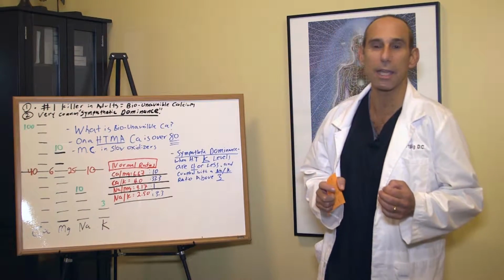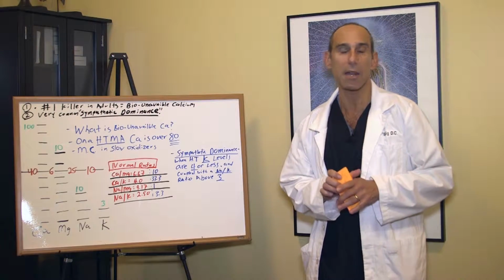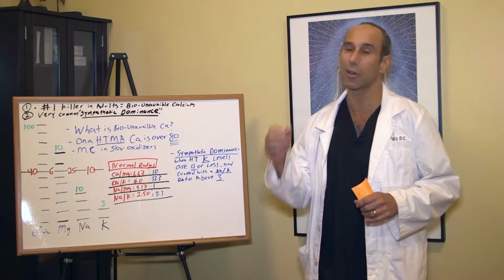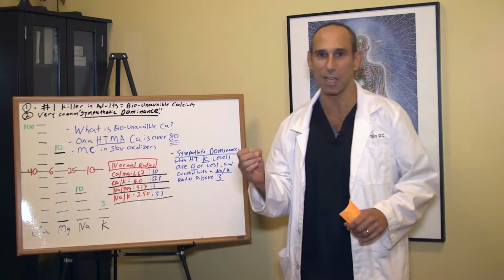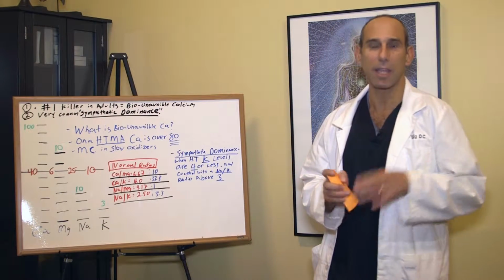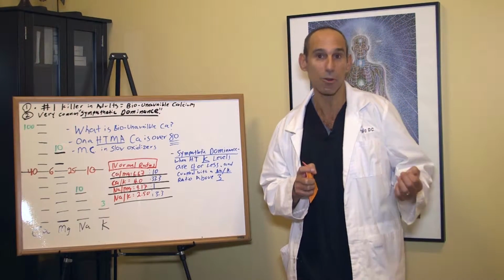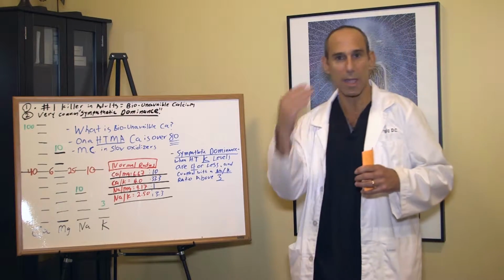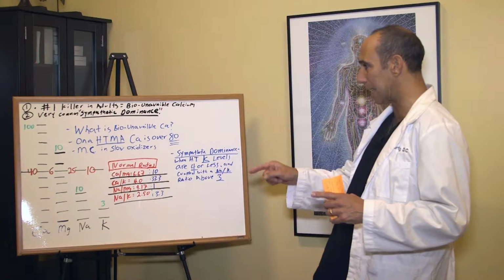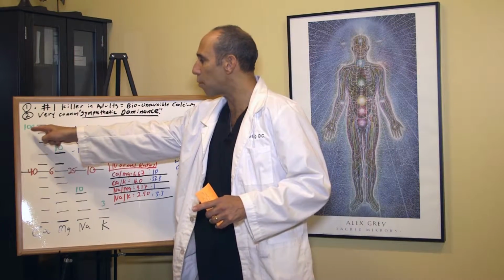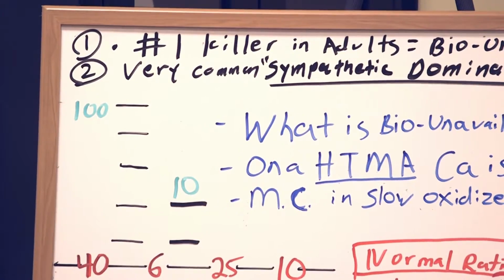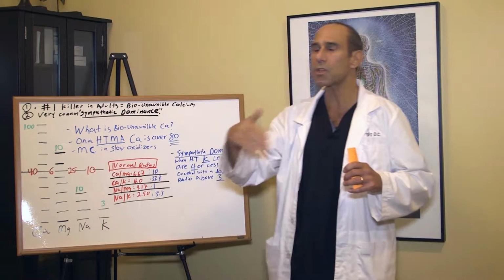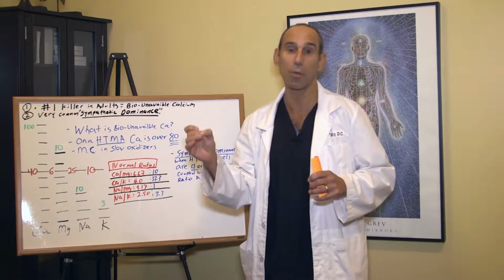This is really an issue that we have to look at, because bio-unavailable calcium is actually the #1 killer in the Western world. This is a big issue. When I look at the hair tissue mineral patterns, I see this excessive calcium. We have a patient of mine whose calcium is at 100 on this test. When that calcium goes above 80, that's when we start to run into bio-unavailable calcium.